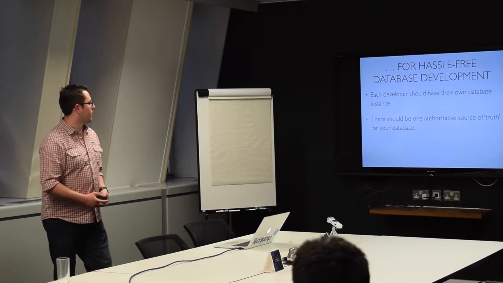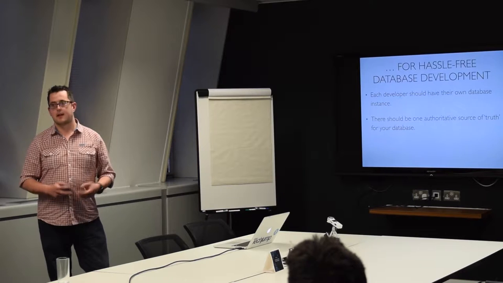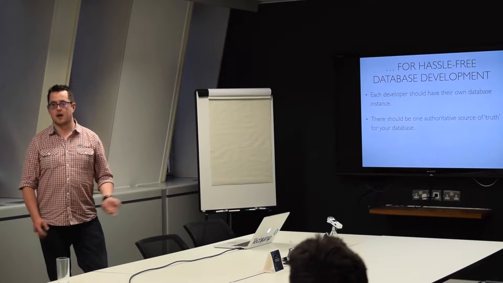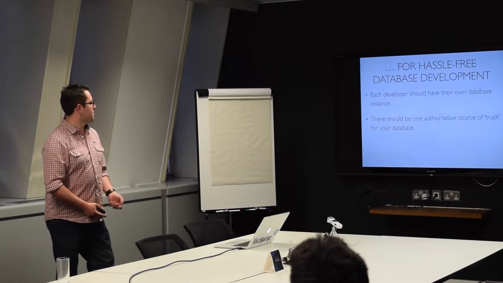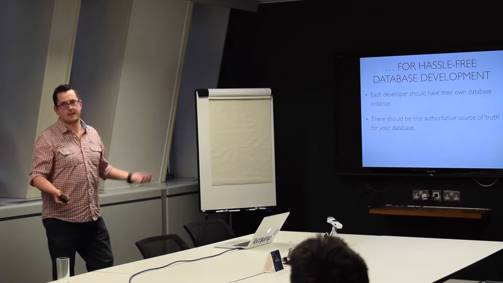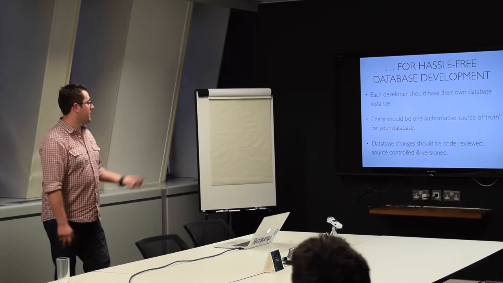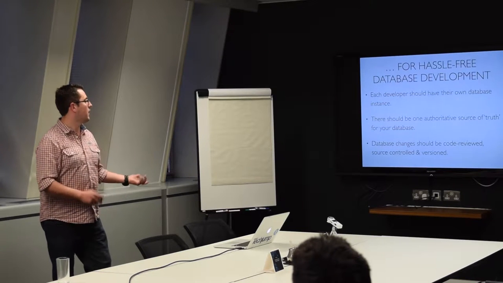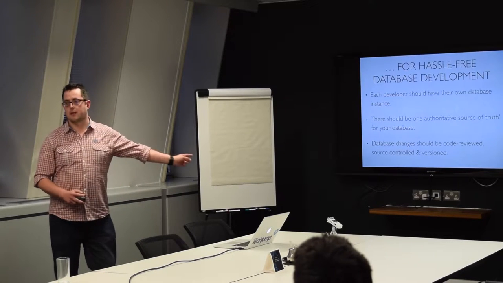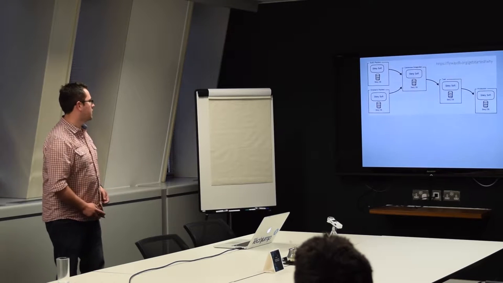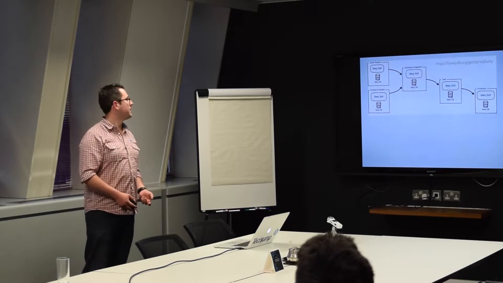This is another important one. There should be one authoritative source of truth for your database. It's typically production, but you might go as far as to have a reference database. But let's face it, it's going to be production. And then in my opinion, database changes should be code reviewed, source controlled and versioned. And it's the versioning part that this talk is going to concentrate on, mainly with a tool called Flyway.